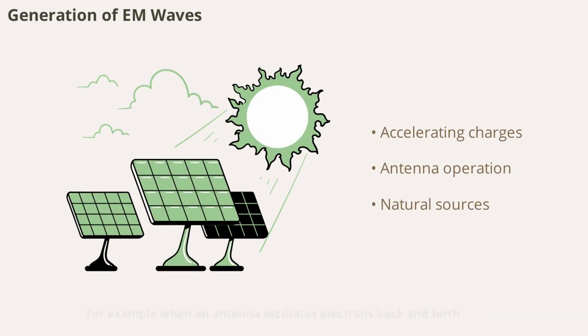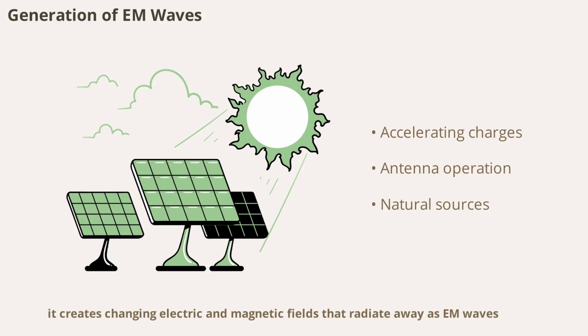For example, when an antenna oscillates electrons back and forth, it creates changing electric and magnetic fields that radiate away as EM waves. This process is fundamental to how radio, television, and many wireless technologies work. The generation of EM waves is not limited to artificial sources. Natural phenomena like lightning also produce them. Understanding this process helps explain the origin of the vast spectrum of electromagnetic radiation we observe.